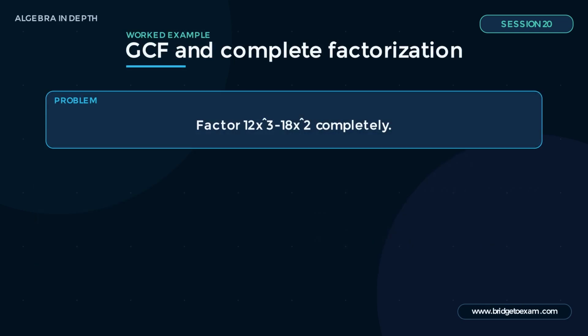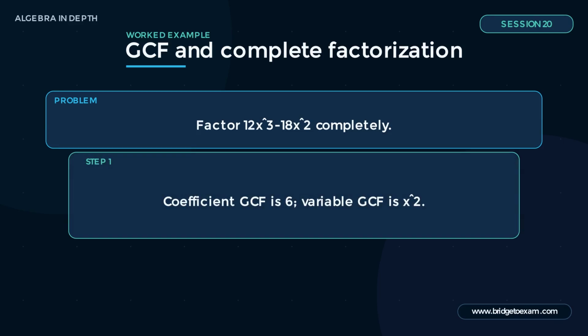Worked example, GCF and complete factorization. Factor 12x³ + 18x² completely. Step 1. Coefficient GCF is 6. Variable GCF is x².